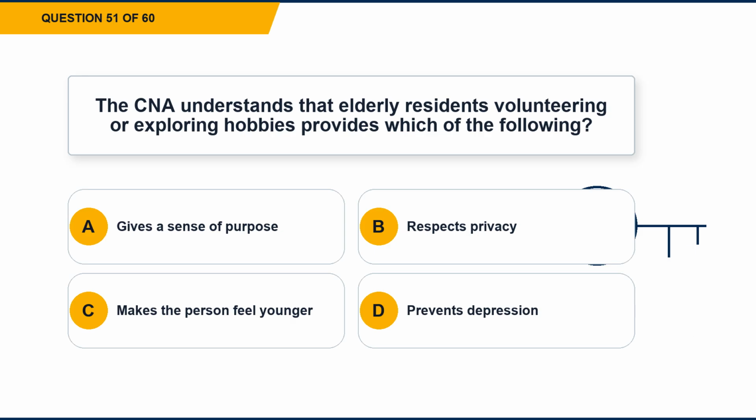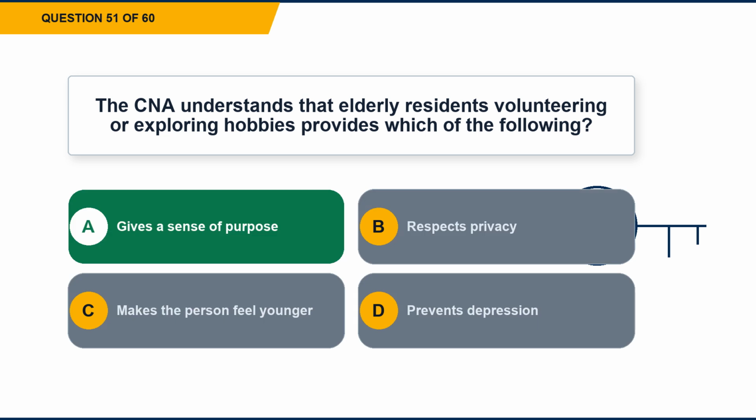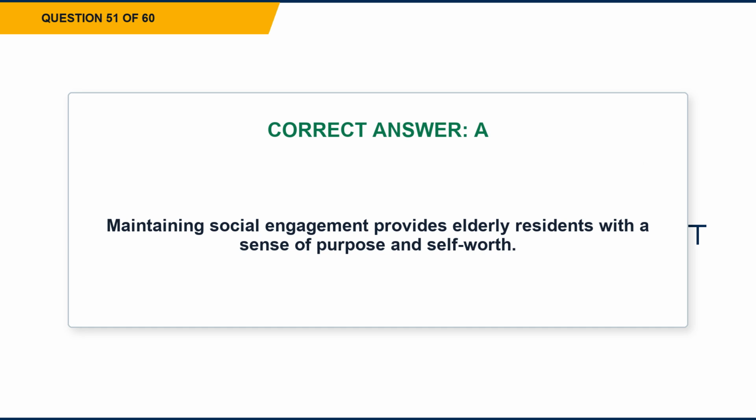Question 51. The CNA understands that elderly residents volunteering or exploring hobbies provides which of the following? Option A, gives a sense of purpose. Option B, respects privacy. Option C, makes the person feel younger. Option D, prevents depression. The correct answer is option A, gives a sense of purpose. Explanation: maintaining social engagement provides elderly residents with a sense of purpose and self-worth.